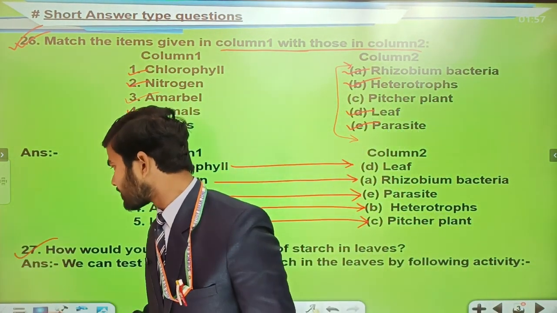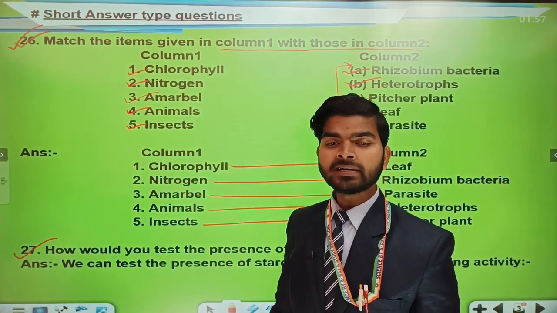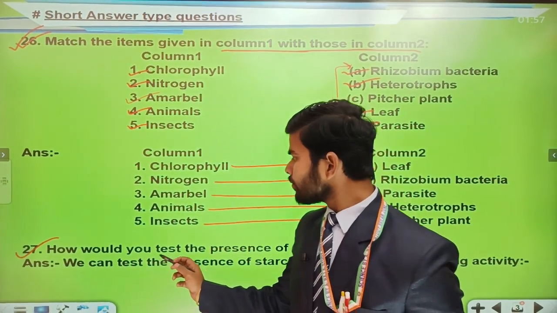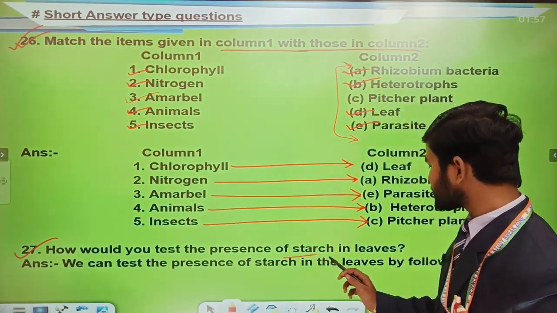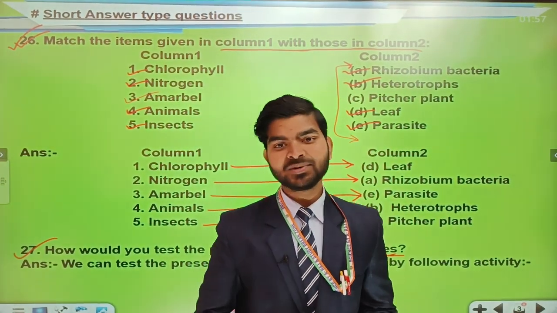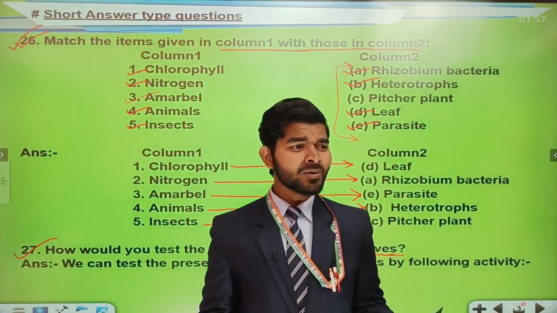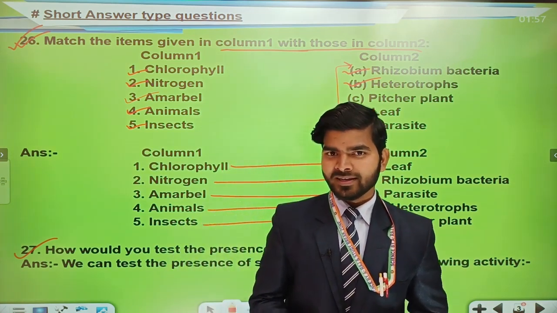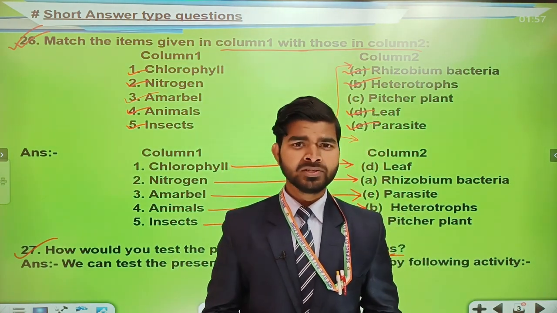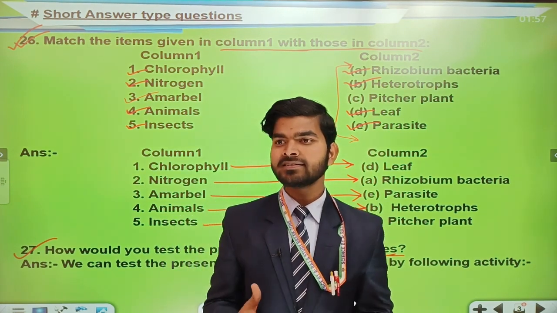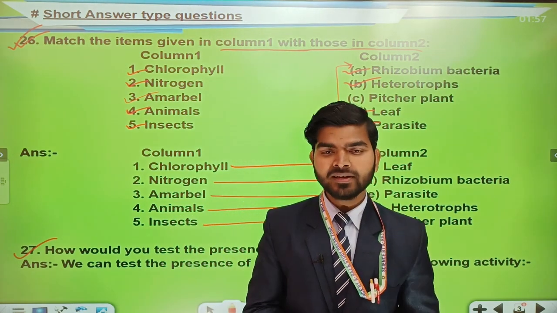Question number 27. All clear? Question number 27 is asking how would you test the presence of starch in the leaves? All right, this is not an easy question, but not a very tough question, but a very interesting question. The question is saying that as a result of photosynthesis, food is made. That is the simple carbohydrate, simple food.